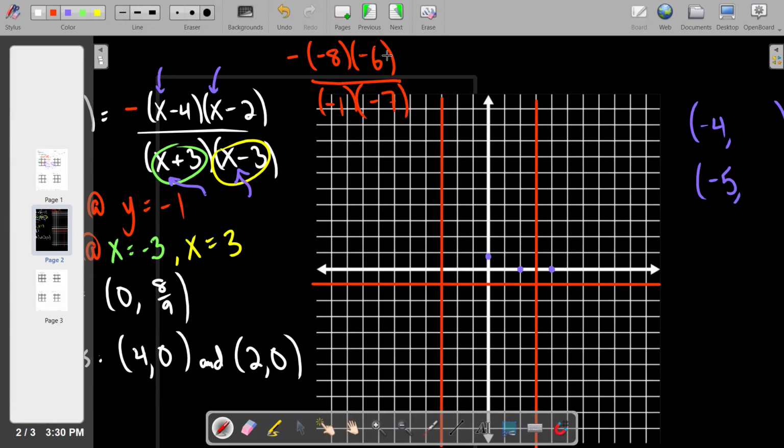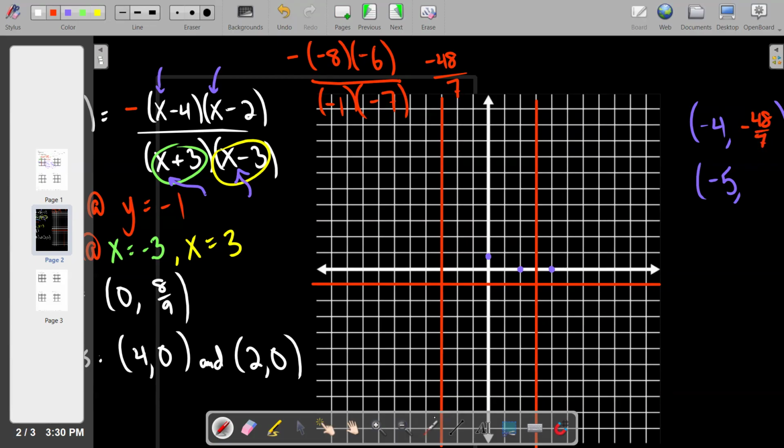So the top's going to equal 48 with a negative, so negative 48. The bottom's going to equal 7. So we know that's about negative 7. It's really close to negative 7. It's just a hair under negative 7. But that's good enough for me.